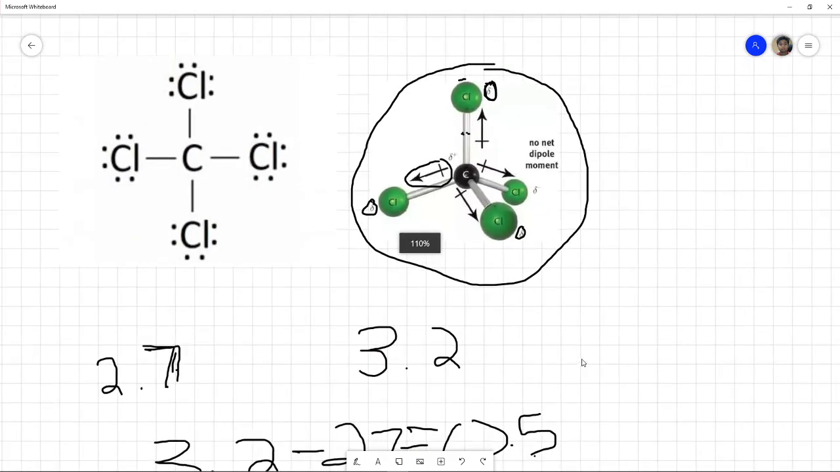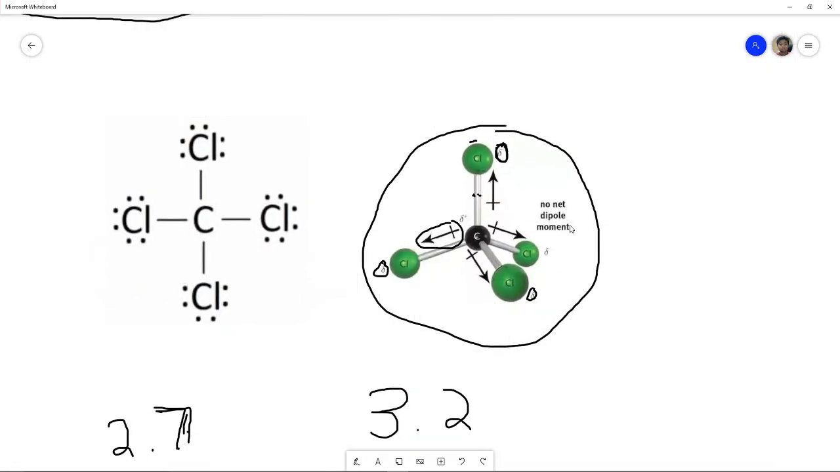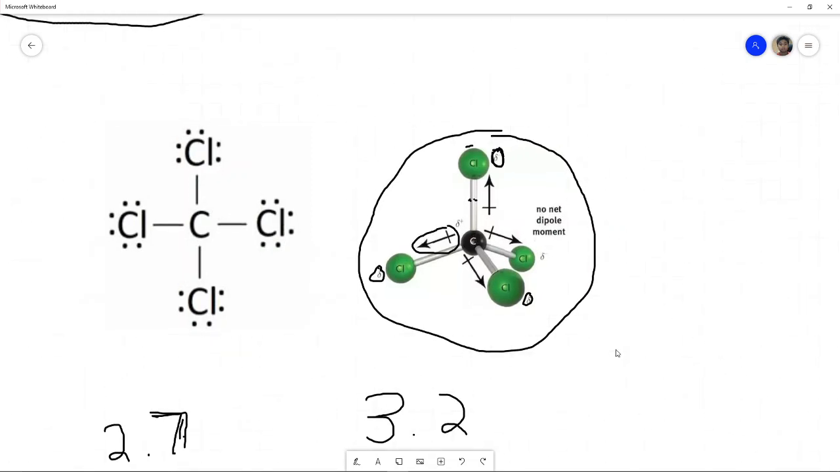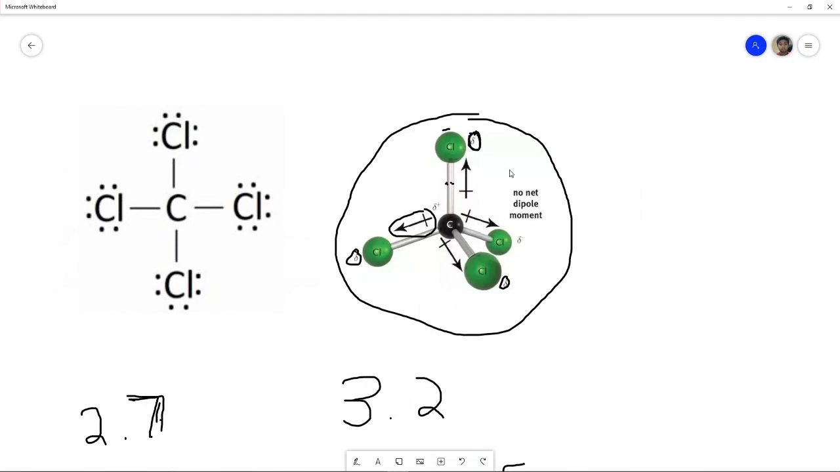And because of this, there is no net dipole moment. Therefore, this is a nonpolar molecule.